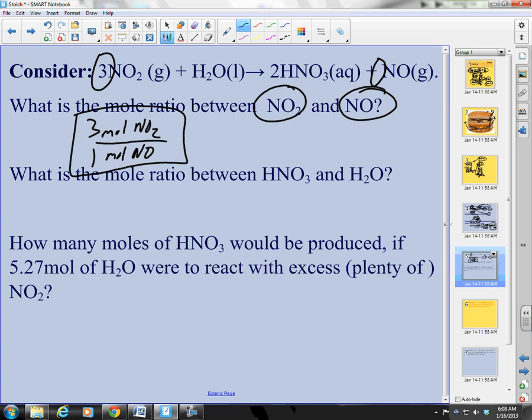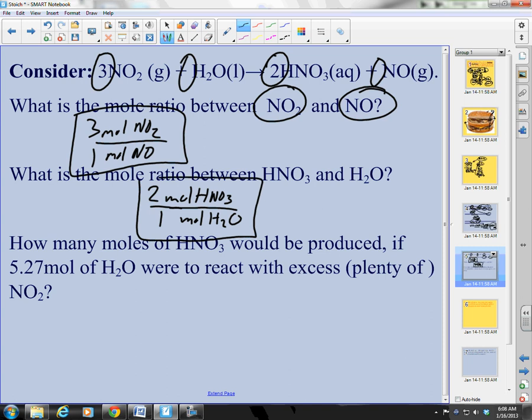Good. What's the mole ratio between, what is this called? Nitric acid. Yes, nitric acid and water. Well, okay, moles of nitric acid over moles of water. And then I look at my coefficients. Where's my nitric acid? I have a 2 in front of my nitric acid, so that's 2 moles of nitric acid. I have a 1 in front of my water, so it's a 2 to 1 mole ratio. Good.